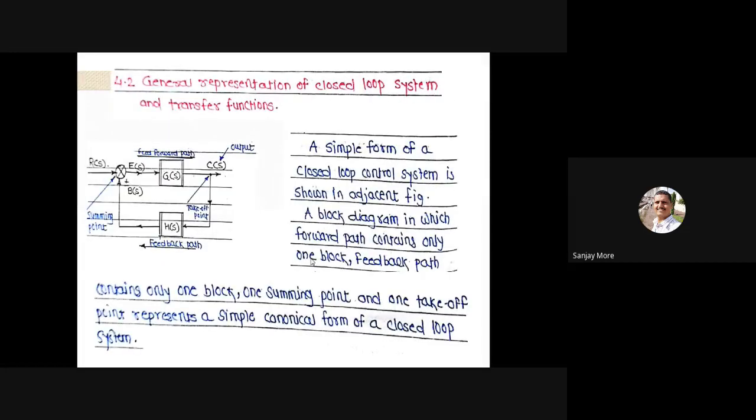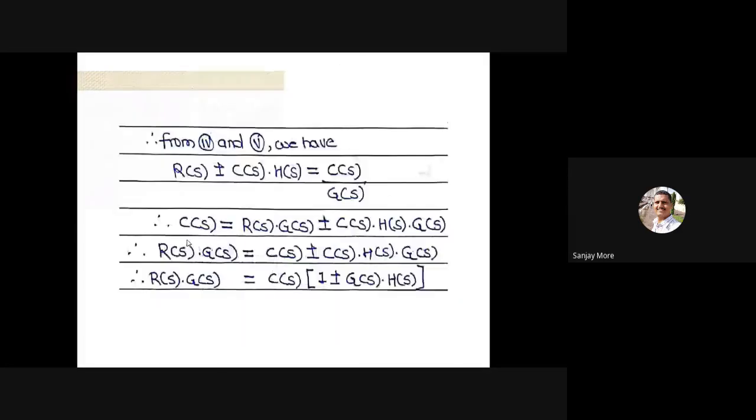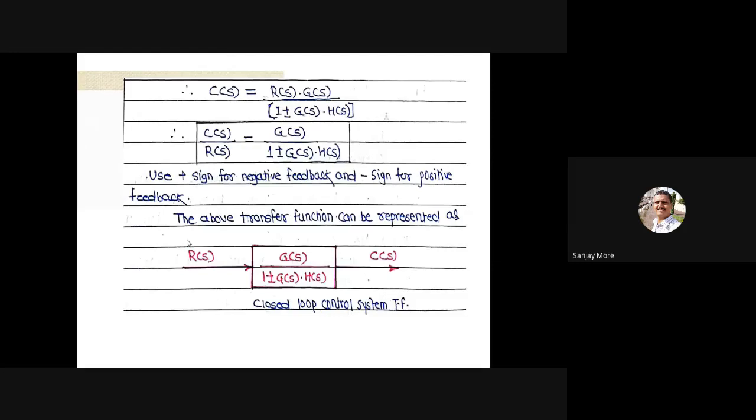Then here is the general representation of a closed loop system and transfer function. So what is meant by transfer function, takeoff point, summing point? See, this is called the summing point, meaning addition point. This is the feedback path. So yesterday these were completed. The final closed loop control system transfer function is C of S by R of S equals G of S divided by 1 plus or minus G of S into H of S. C of S means output.